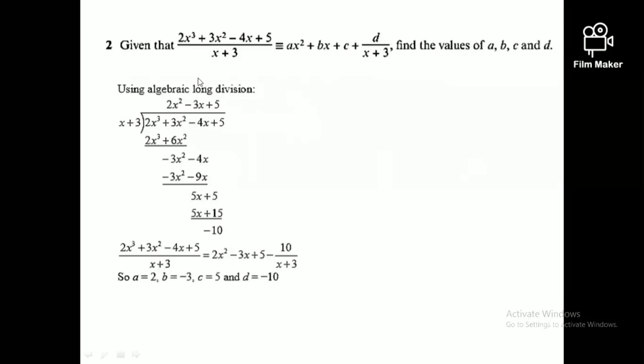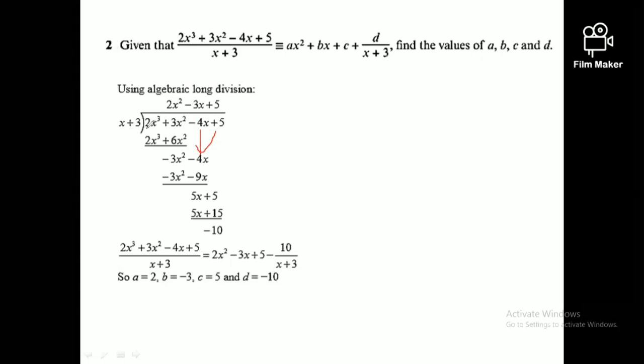Right. Then if you want to divide 2x cubed plus 3x squared minus 4x plus 5 by x plus 3, we use long division. See how many x terms there are for 2x cubed. If you divide, it is 2x squared. Then multiply x plus 3 by 2x squared. 2x squared into x is 2x cubed. 2x squared into 3 is 6x squared. Subtract, it is 0. 3x squared minus 6x squared is minus 3x squared. Then bring minus 4x down.